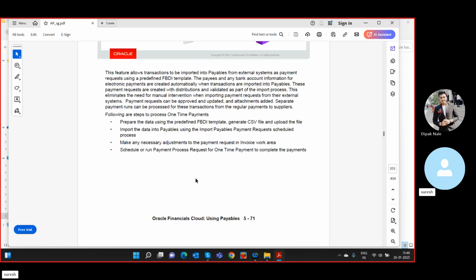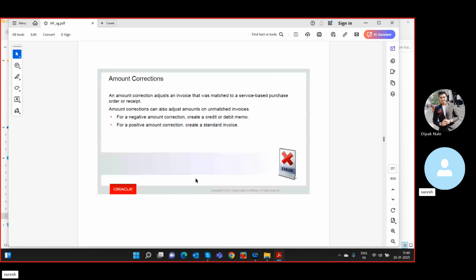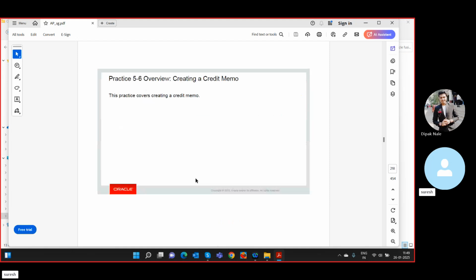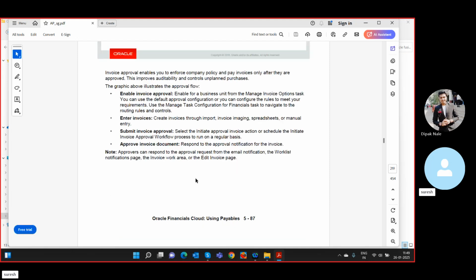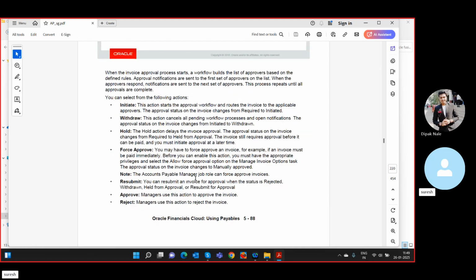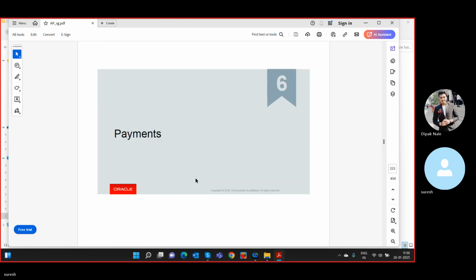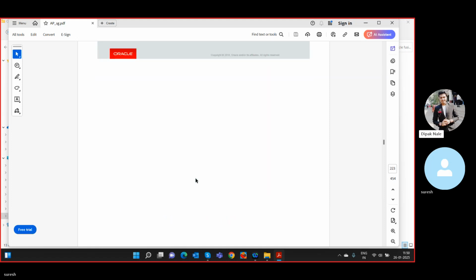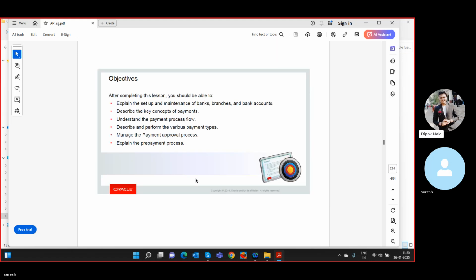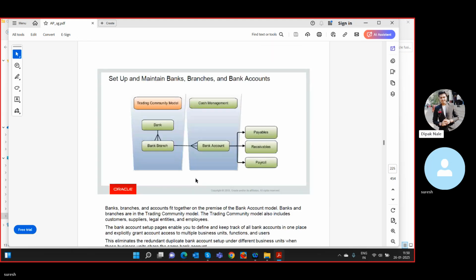Payment request. Individual and batch payment is there. Debit memo, credit memo. What is credit memo in AP? What is the difference between debit memo and credit memo in AP? Tell me. A credit memo we generate when we have to pay the amount to the supplier. And debit memo and credit memo.